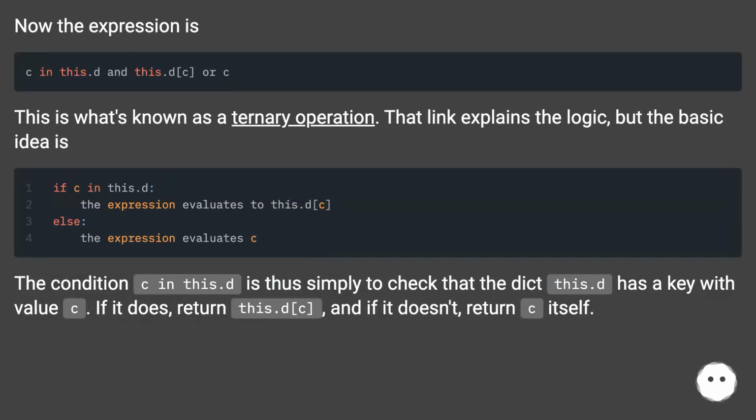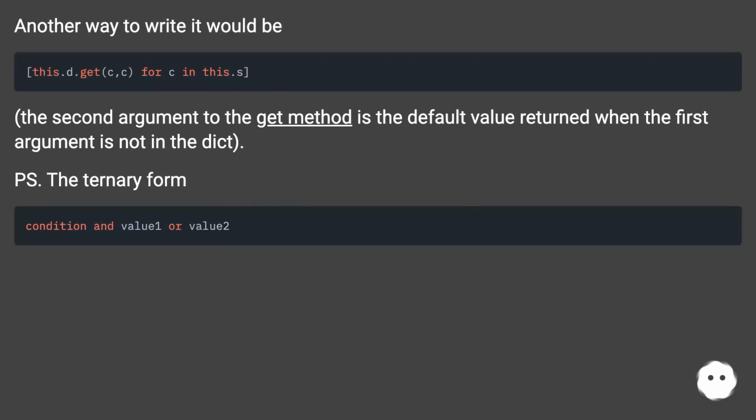Now the expression is this. This is what's known as a ternary operation. That link explains the logic, but the basic idea is this. The condition C in this.d is thus simply to check that the dict this.d has a key with value C. If it does, return this.d[C], and if it doesn't, return C itself. Another way to write it would be this. The second argument to the get method is the default value returned when the first argument is not in the dict.